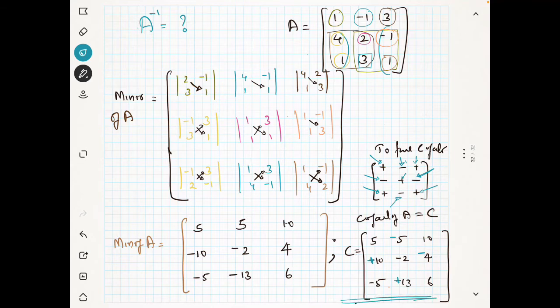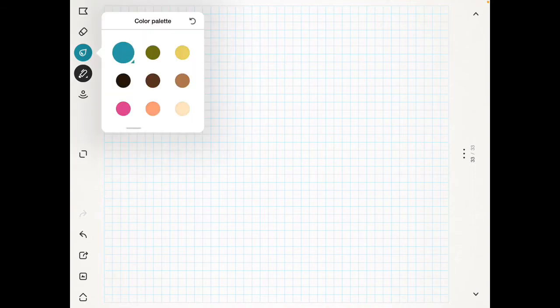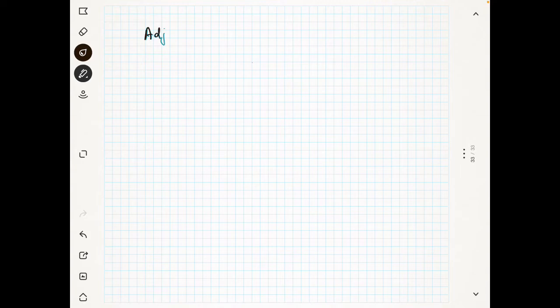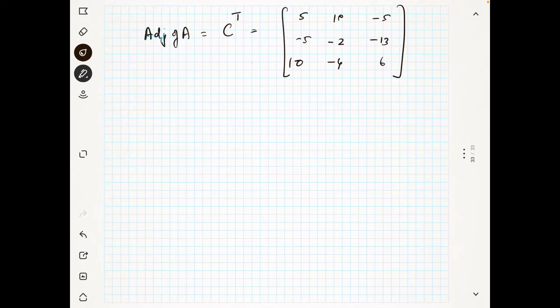Okay. Now you know that adjoint of the matrix A is nothing but the transpose of the cofactor. Taking the transpose, you will get 5, minus 5 and 10. Okay, then 10, minus 2 and minus 4, then minus 5, minus 13 and 6. Okay, that's it.